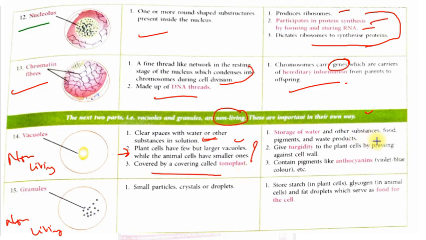They help in storage of water and other substances, food, pigments and waste products. They give turgidity to the plant cells by pressing against the cell wall. They contain pigments like anthocyanins, which is violet blue in color, right? So granules are small particles, crystals or droplets. Their function is they store starch in plant cells, glycogen in animal cells, and fat droplets which serve as food for the cell. Very important, keep it in mind.